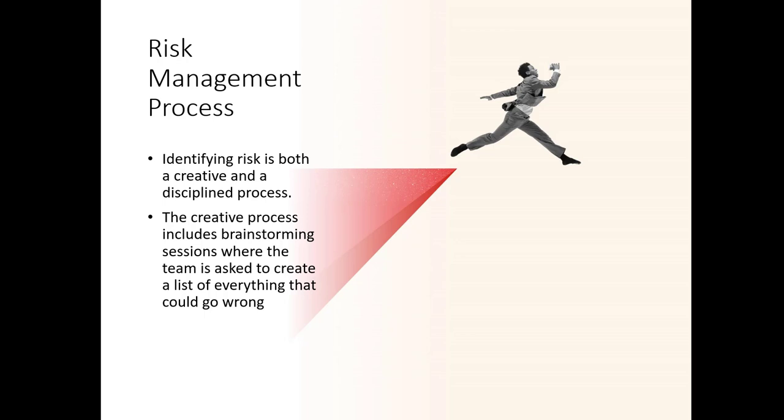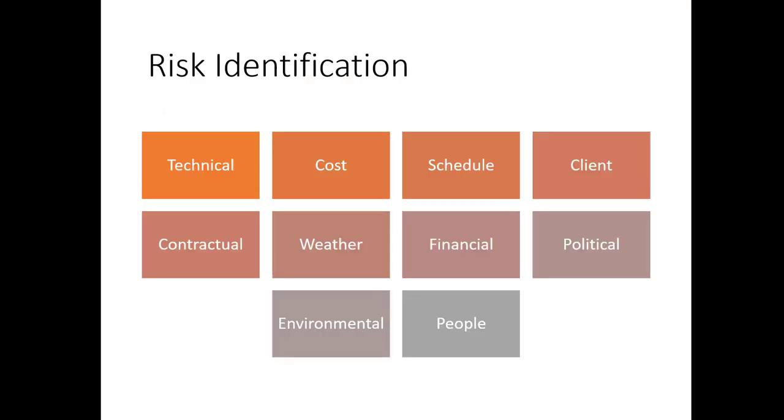Identifying risk is both a creative and a disciplined process. The creative process includes brainstorming sessions where the team is asked to create a list of everything that could go wrong. All ideas are welcome at this stage, with the evaluation of the ideas coming later. Identifying the sources of risk by category is another method for exploring potential risk on a project. Some examples of categories for potential risks include the following.